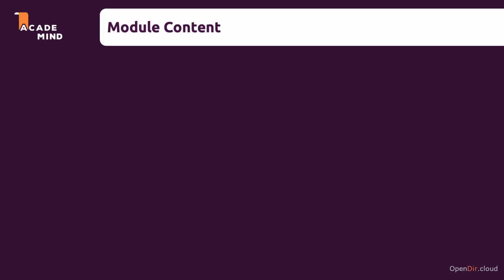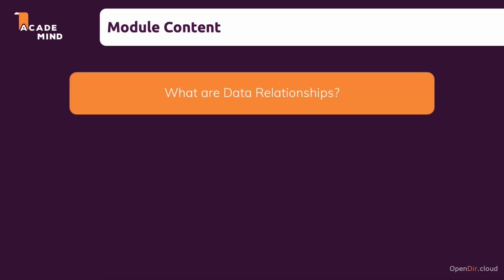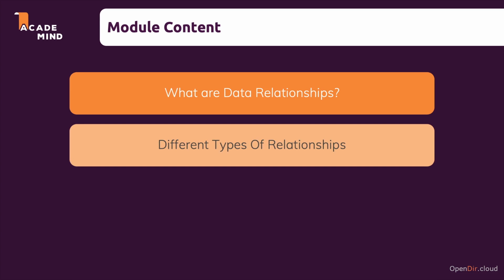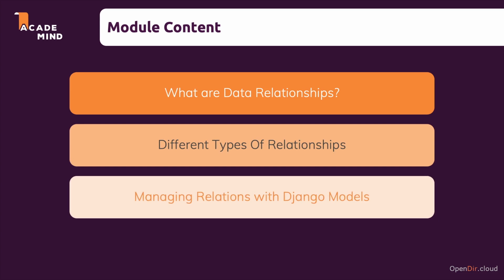Therefore, in this course section, we're going to explore what exactly data relationships are and which kinds of data relationships we can identify. And then, of course, we're going to learn how we can manage and set up such relations with Django models.